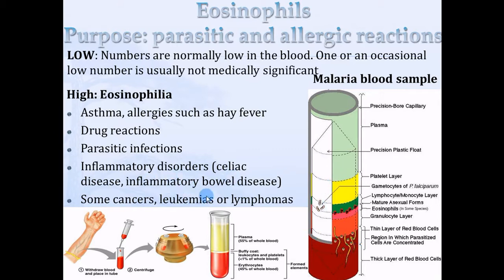And then other situations like leukemias. Leukemias are overly producing white blood cells. So if they're overly producing white blood cells, you may just see higher eosinophils.